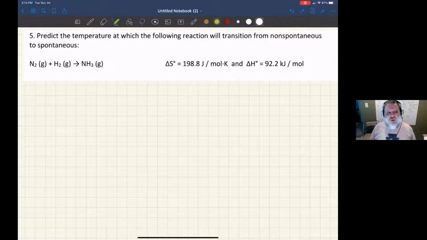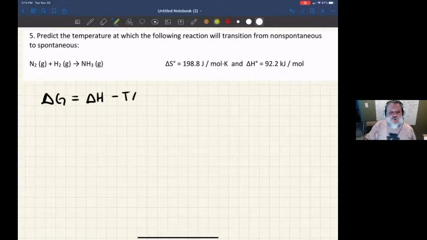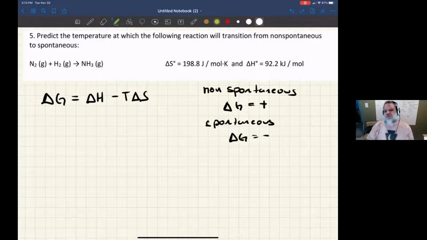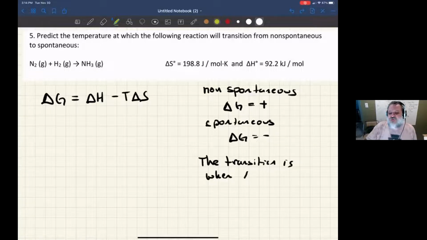So what we really want to hang our hats on is whether or not the reaction is spontaneous or non-spontaneous and how that relates to Gibbs free energy. Well, we know from the free energy equation that when a reaction is non-spontaneous, delta G is positive. And when the reaction is spontaneous, delta G is negative. So what does that mean then? What is the transition between spontaneous and non-spontaneous? Well, that transition going from negative to positive or positive to negative is when delta G equals 0.